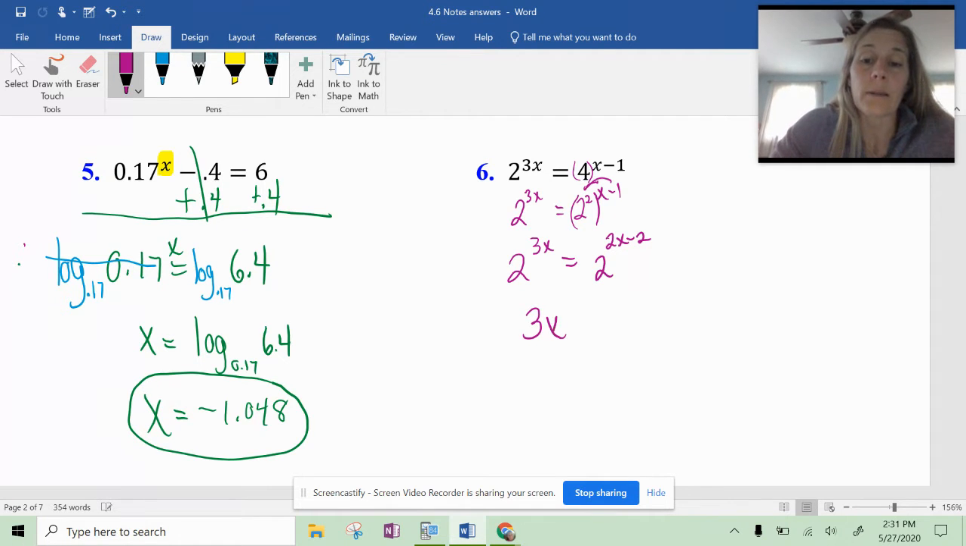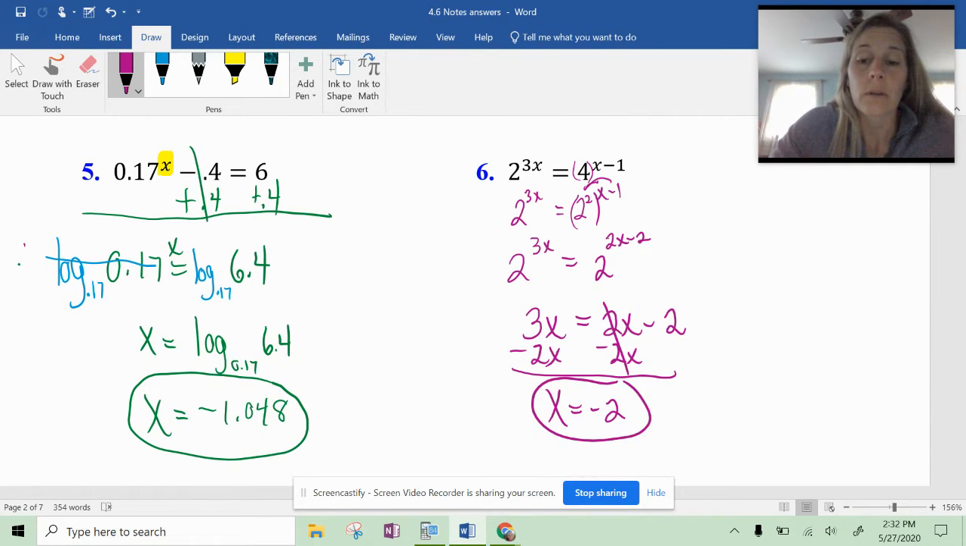So now I can cancel my bases. I have 3x equals 2x minus 4. Getting all my x's on one side of the equation, that leaves me with x equals -2.